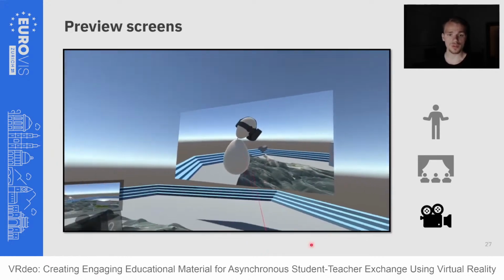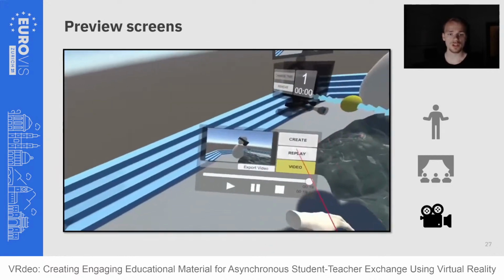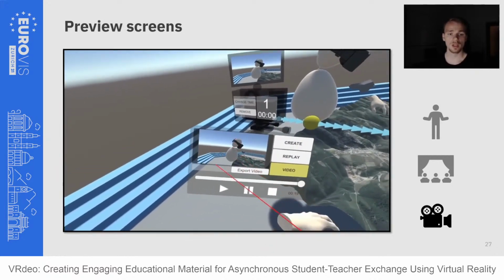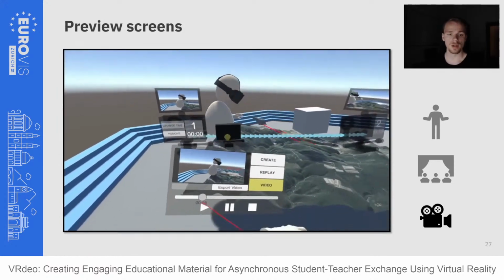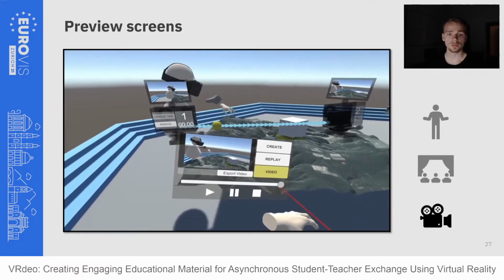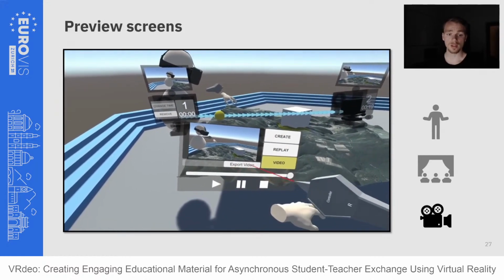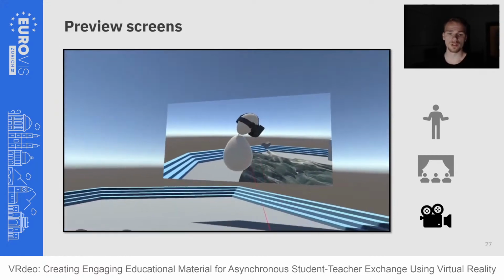You can also see the preview of the video on the large screen or on the small screen in the hand menu, and you can see as you scroll through the frames that you can then click export the video that you previewed.